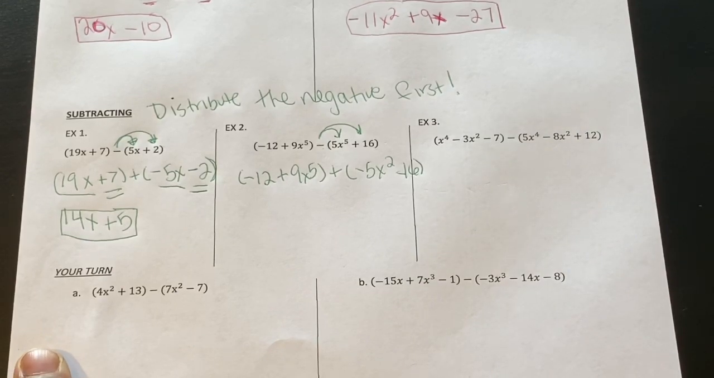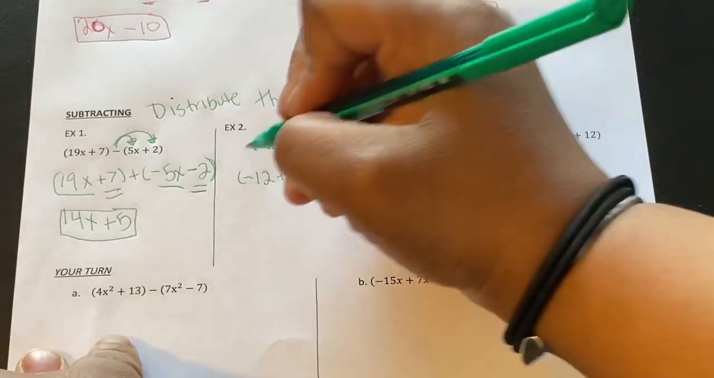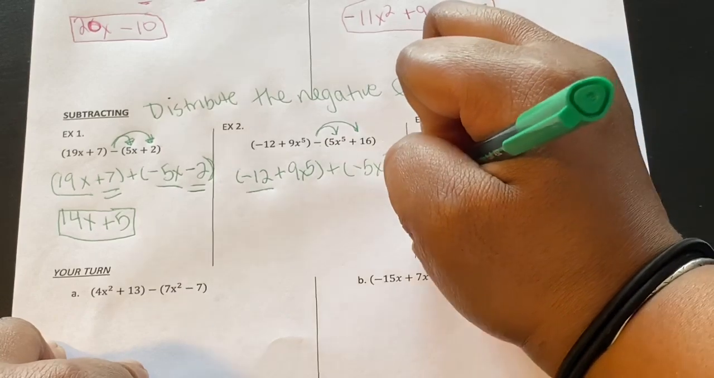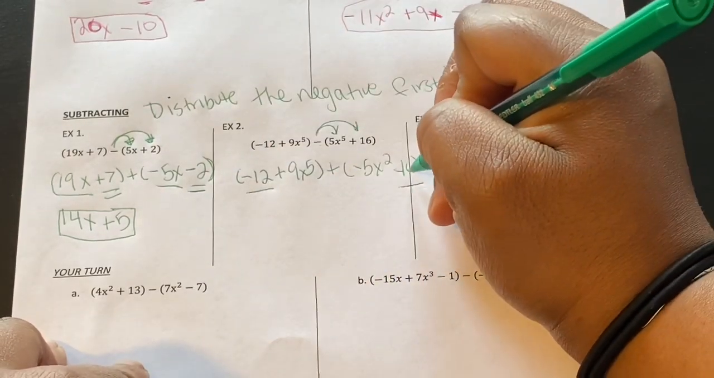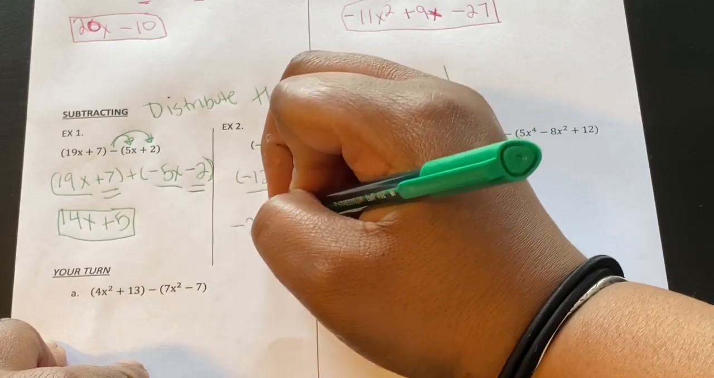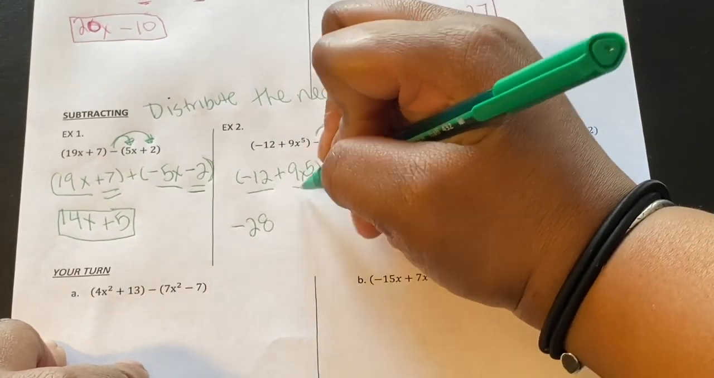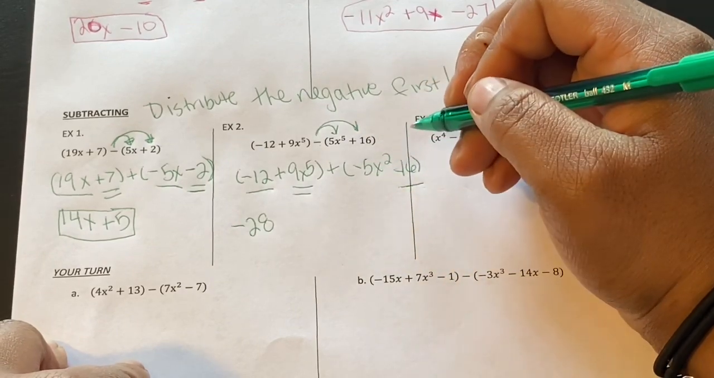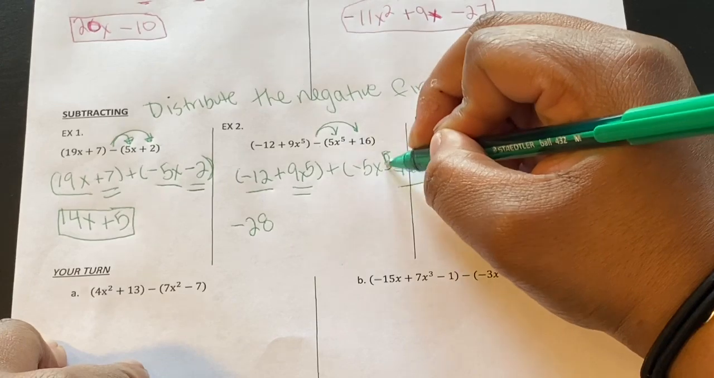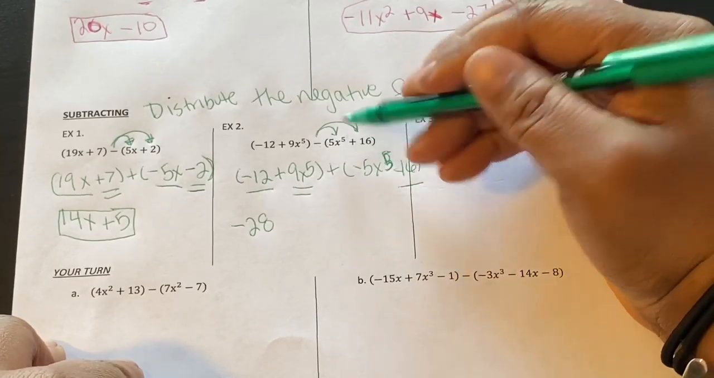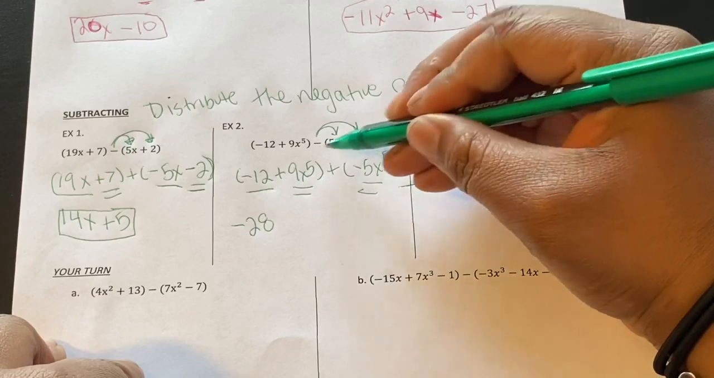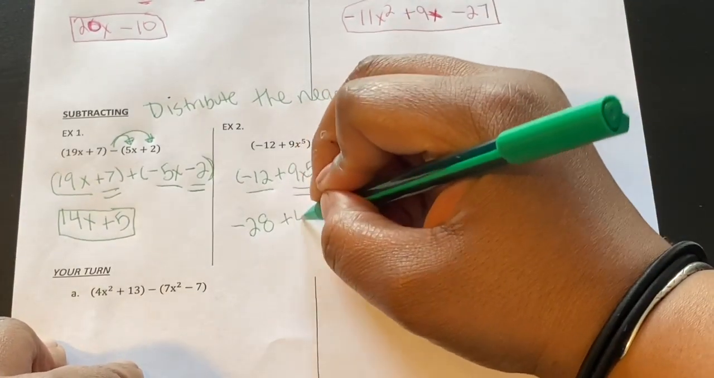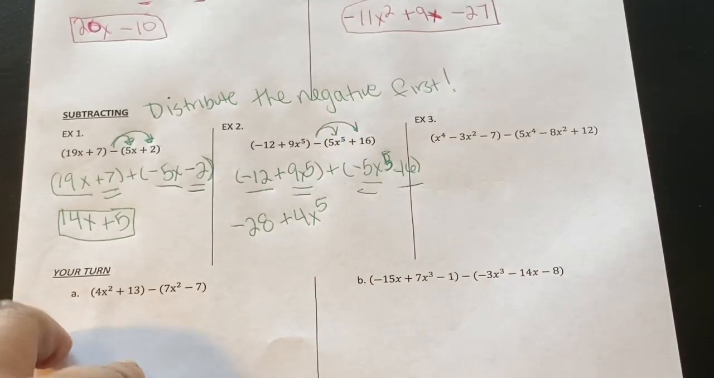Now I can just combine my like terms. This negative 12 is just like this negative 16. Negative 12 minus 16 is negative 28. Positive 9x to the 5th is just like negative 5x to the 5th. Okay? They're alike. They have the same degree. So 9x to the 5th minus 5x to the 5th is going to be 4x to the 5th.